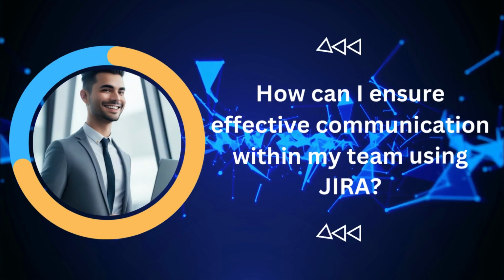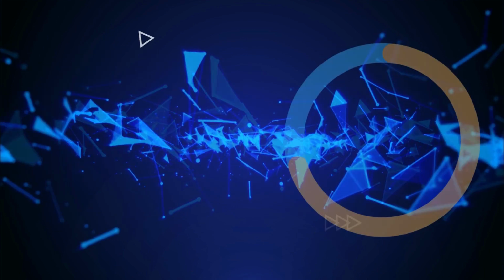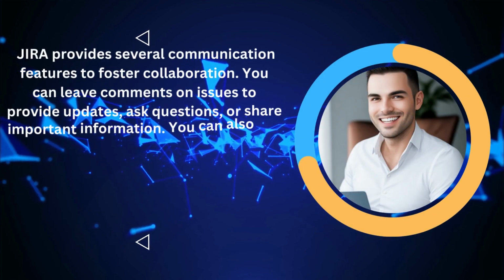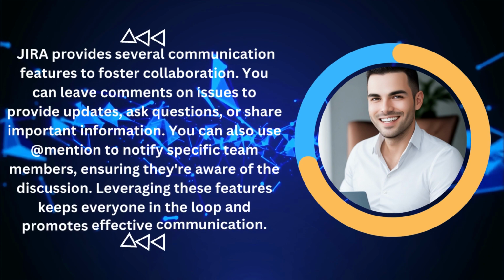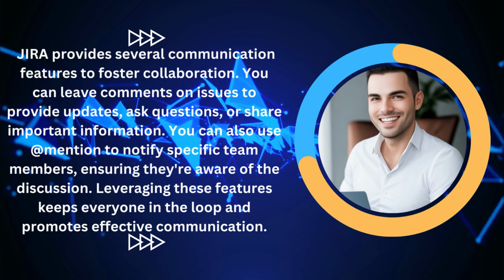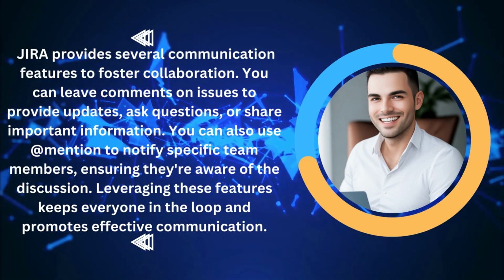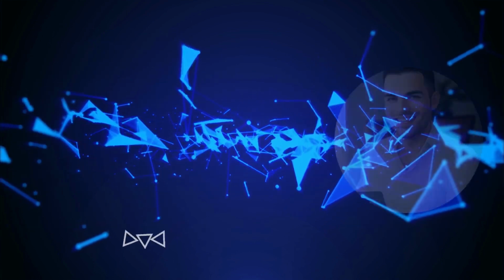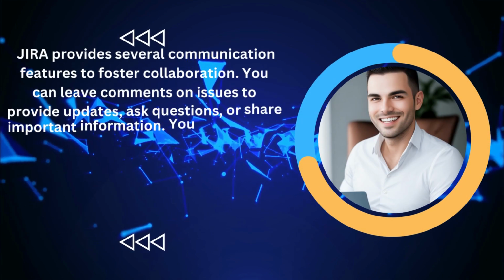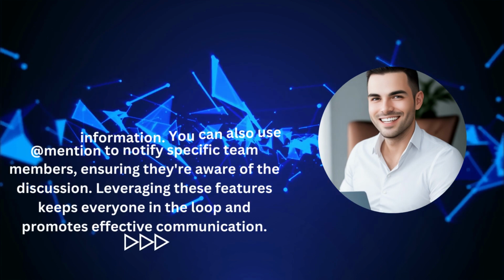Question number 6. How can I ensure effective communication within my team using JIRA? JIRA provides several communication features to foster collaboration. You can leave comments on issues to provide updates, ask questions, or share important information. You can also use @mention to notify specific team members, ensuring they're aware of the discussion. Leveraging these features keeps everyone in the loop and promotes effective communication.